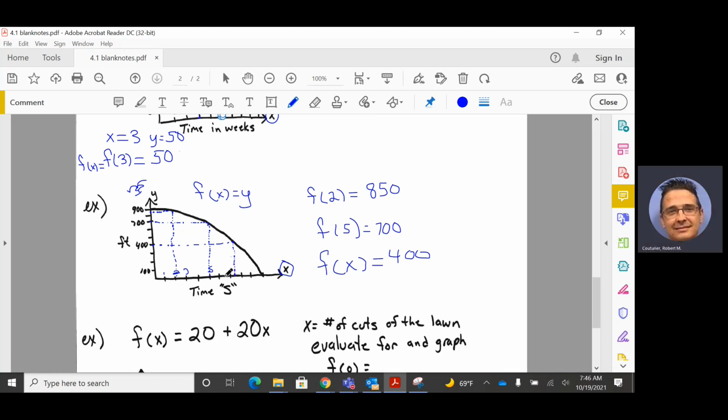So I say that's what, 5, 6, 7, about 7.5. So in this case, x would equal about 7.5 because we're falling from 400 straight to the graph and then straight down. So you're looking at about 7.5. Not so bad.